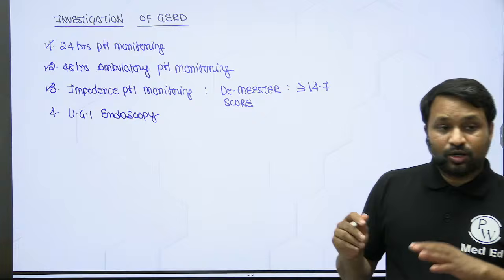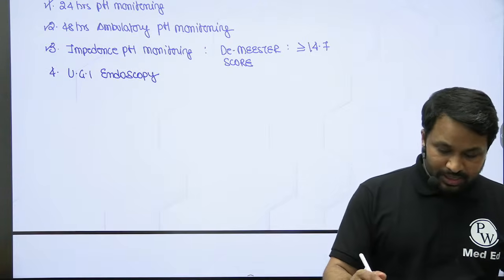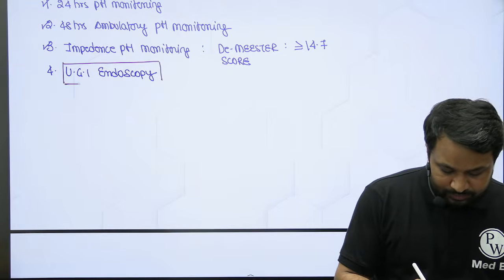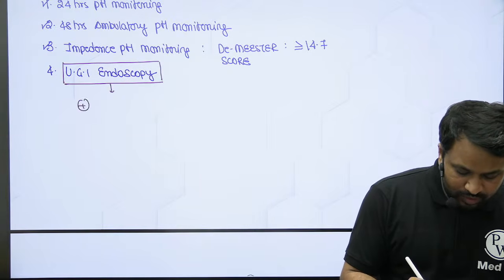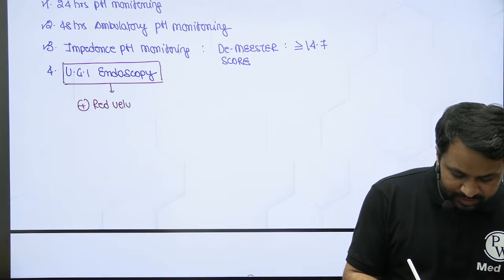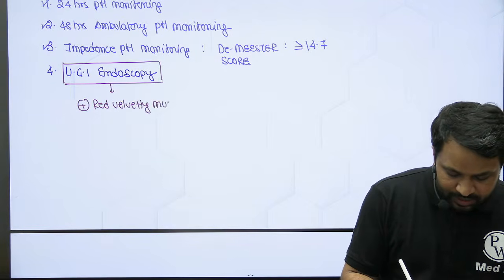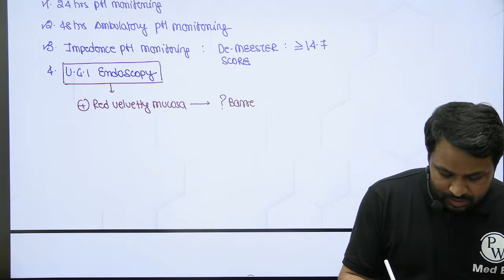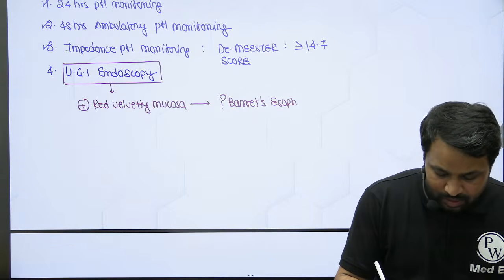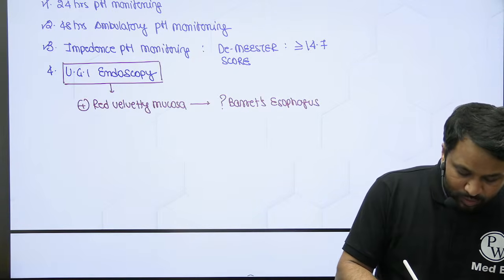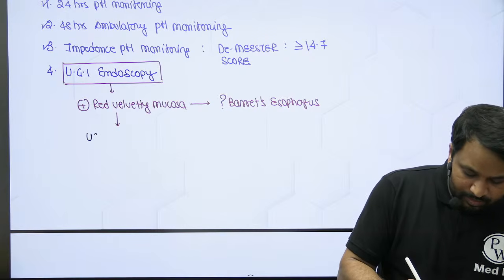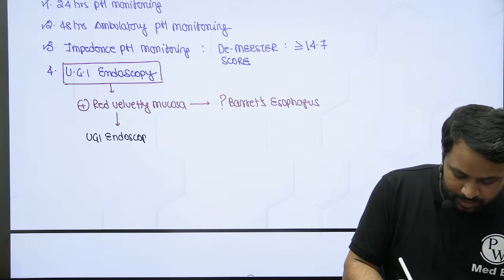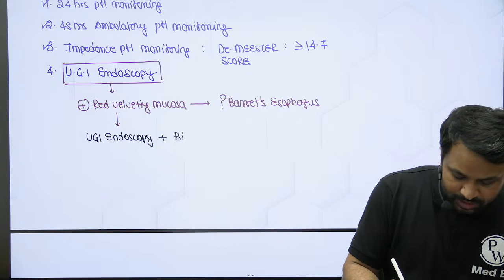Now, the upper GI endoscopy is very important because when you do an upper GI endoscopy, remember this: if you find there is presence of red velvety mucosa, it points towards Barrett's esophagus. So whenever there is a red velvety mucosa present in this upper GI endoscopy, a biopsy should be performed.